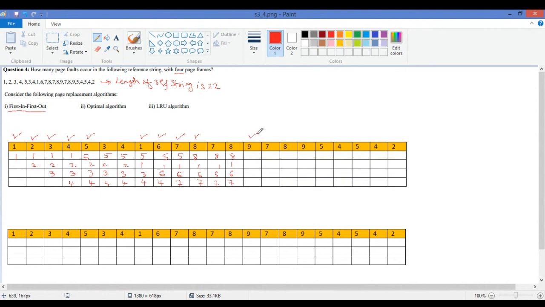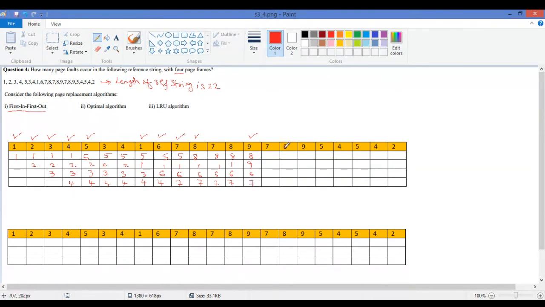Then 9 is a page fault because there is no 9. But who will be selected? You see, 8 is only this. 1 is the longest, right? It was available for a long time in the memory. So 1 will be the candidate for replacement. So 9 will come here, and 8, 6, 7 will be copied.